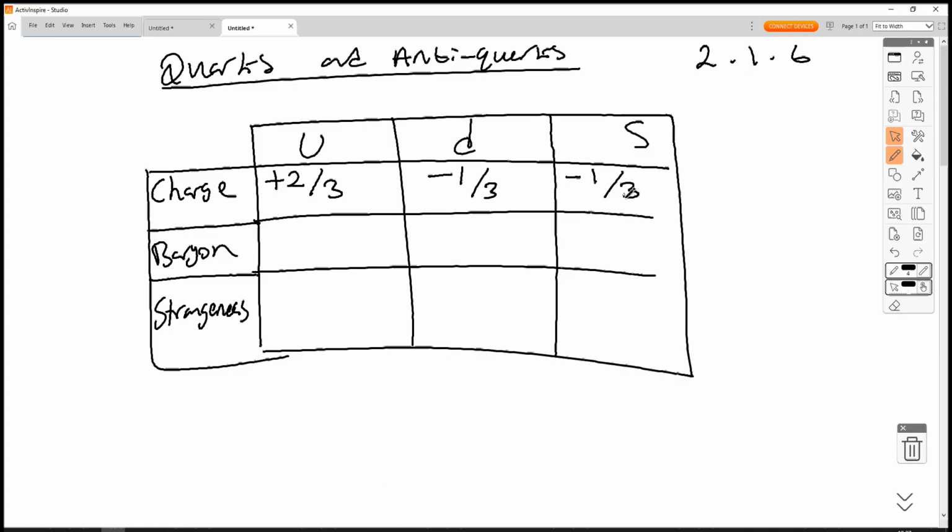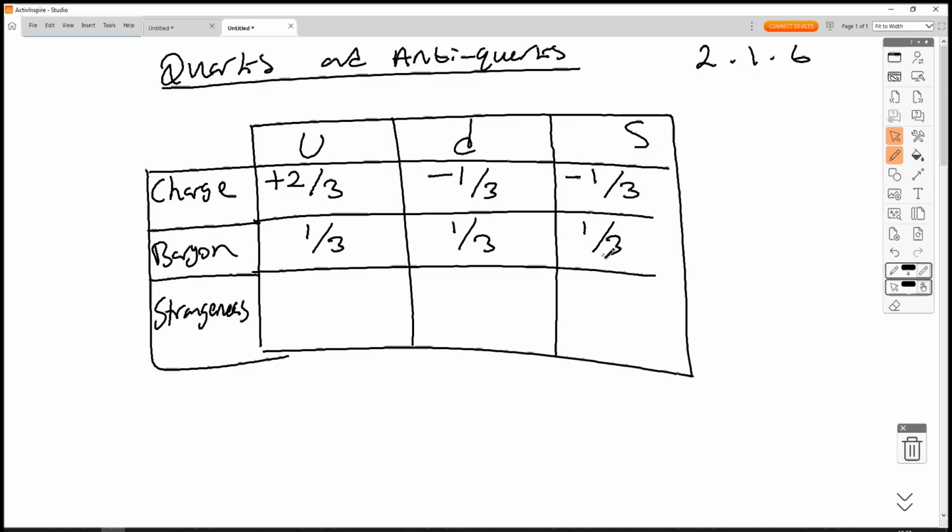Then the baryon number of an up quark is 1/3, because it makes 1/3 of a baryon. The down quark likewise is the same, it's 1/3 of a baryon. And the strange quark is also the same, it's 1/3 of a baryon. So all quarks are 1/3 of baryons, because baryons are made of 3 quarks.